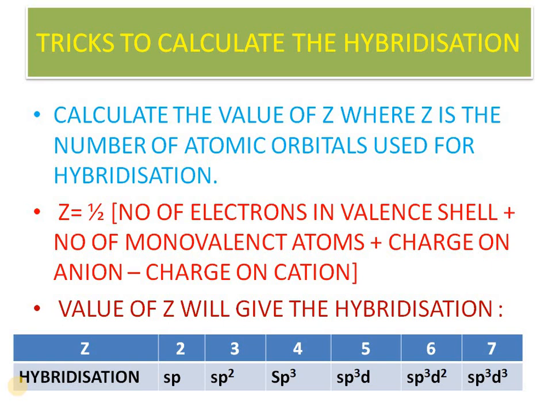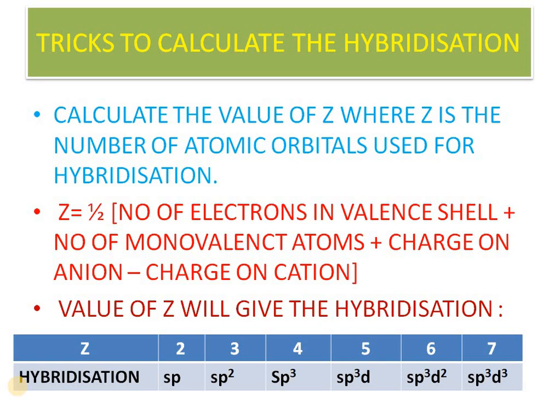Let us start. We have to calculate Z. What is Z here? Z is the number of atomic orbitals, which will give us the information for finding the hybridization. If Z value is 2, hybridization is sp. If 3, sp2, 4, sp3, 5, sp3d, 6, sp3d2, 7, sp3d3. Now here, how to calculate Z? That is the next point.